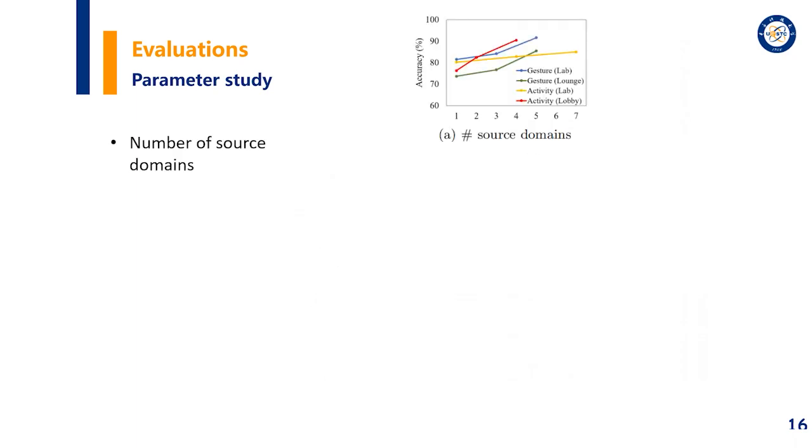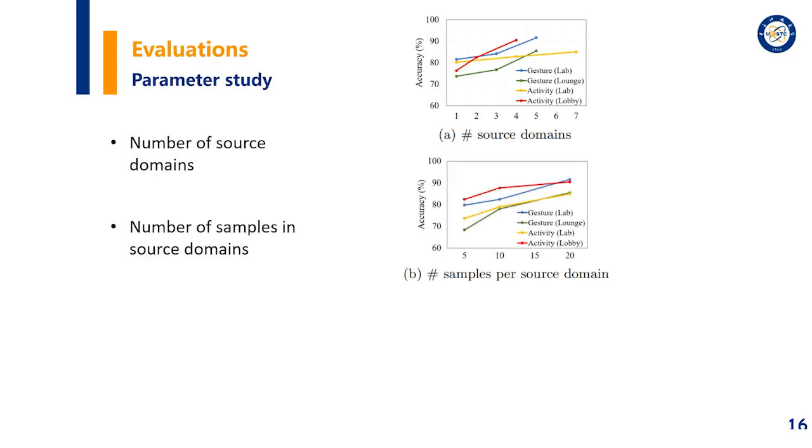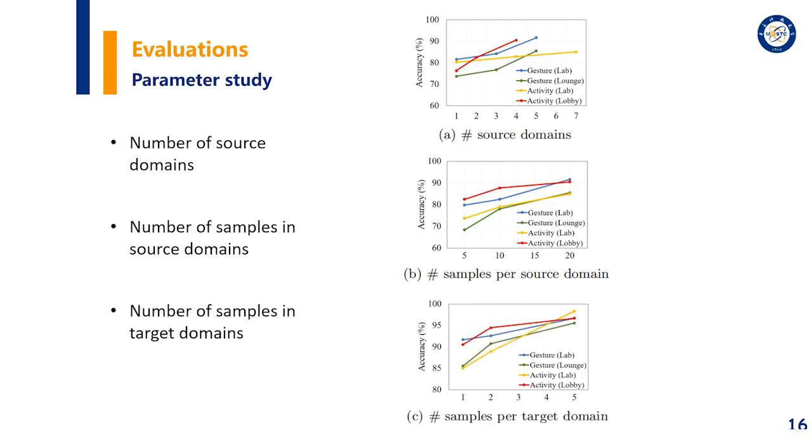To evaluate the impact of the number of source domains, we tested on different numbers of source domains with one target domain. The results show that more source domains led to better performance. We evaluated the impact of the number of samples per action in the source domains. The results show that the accuracy increased with the number of samples in the source domains. We also evaluated the impact of the number of samples per action in the target domain. The results show that more samples achieved higher accuracy, but they all incur higher cost.